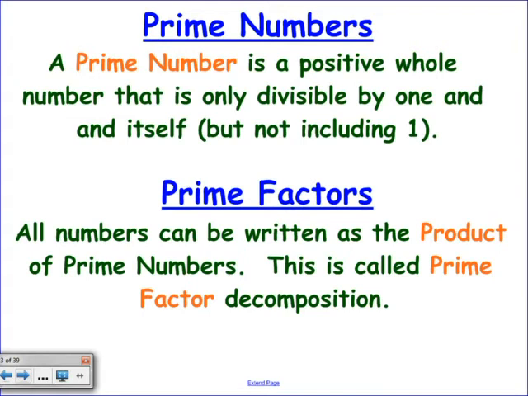Okay? Prime factors is breaking a big number down into lots of little prime numbers. Okay? So they could ask you to do the prime factors of, I don't know, 22. What two numbers multiplied together give me 22? 2 and 11. 2 is a prime number, 11 is a prime number, so the prime factors for 22 are 2 times 11.